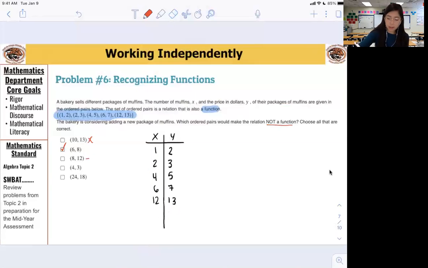By the way, this is select all that apply, so we're still checking to see if any of these work. (4, 3). If I added (4, 3), I have repeating values, so that would not be a function, so that's one of my answer choices. And then finally, (24, 18). There would be no repetition. This is still a function, so that does not count. We were looking for all of the choices that would no longer make this a function. B and D are the only ones.